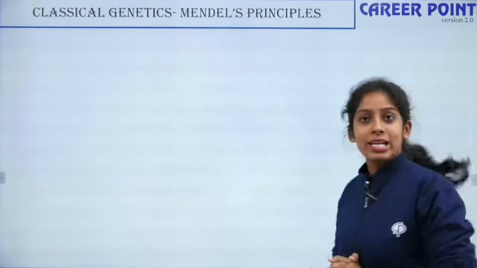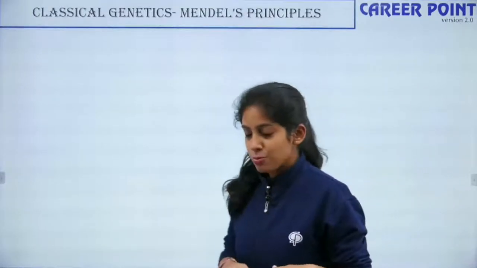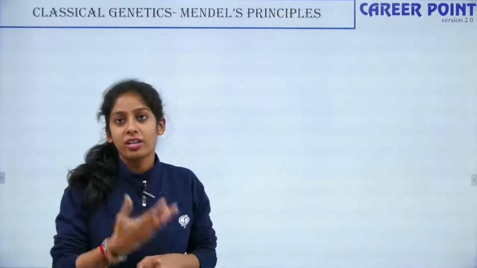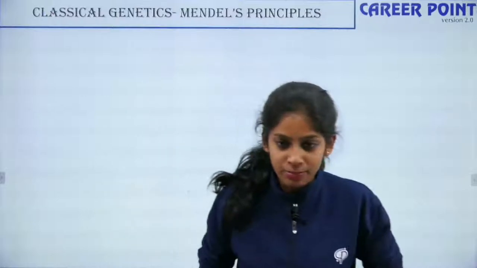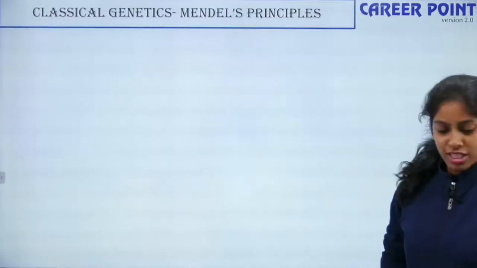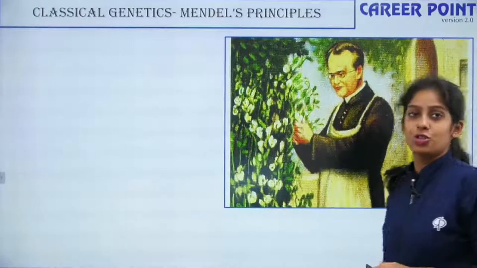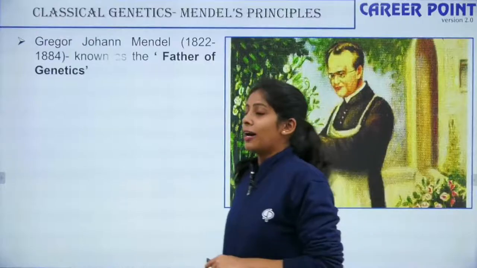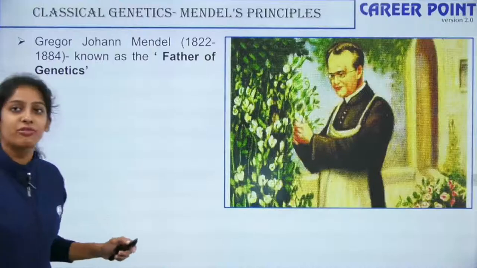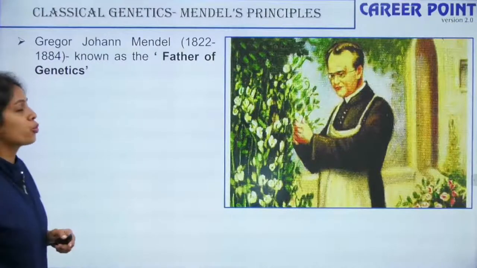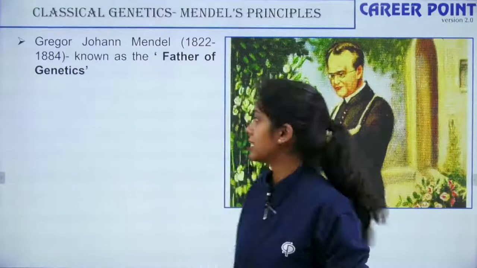Fine. So from the three types of genetics that we have, today we are going to talk about the first type, the classical genetics, which is in another way called Mendelian genetics. Here the hero is Gregor Mendel. I guess you would have seen this picture or this man before. This is Gregor Mendel. Today he is known as the father of classical genetics, or genetics itself. He was active from 1822 to 1884, and that is when he did his experiments.